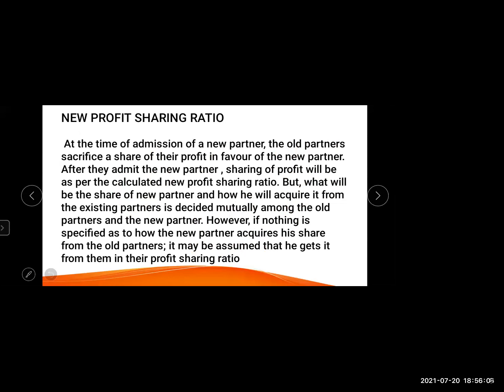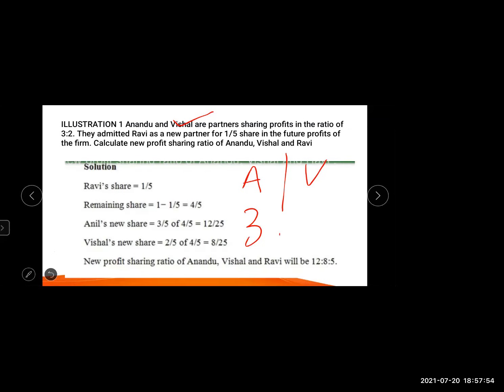Okay, it's Anil and Vishal. Okay, no problem. Anil and Vishal are partners sharing profit in the ratio of 3:2. Okay, now see students, there are two partners. Kaun hai? Anil and Vishal. Unka kya ratio hai? 3:2. 3:2 hai unka ratio.